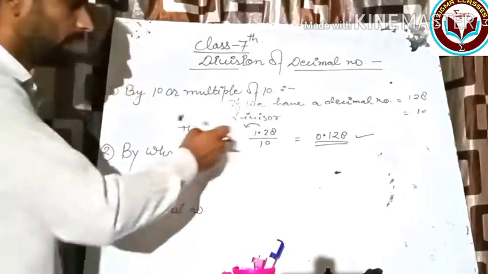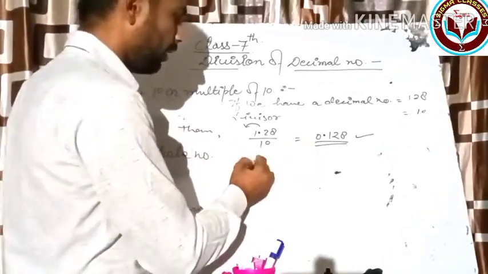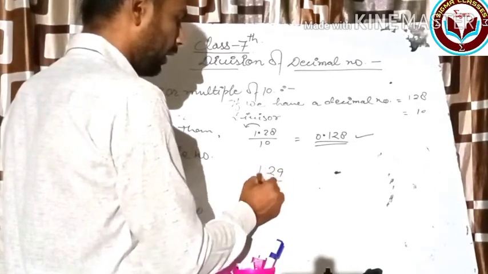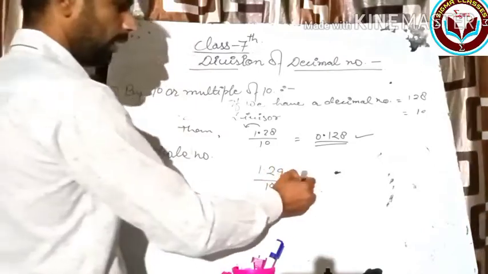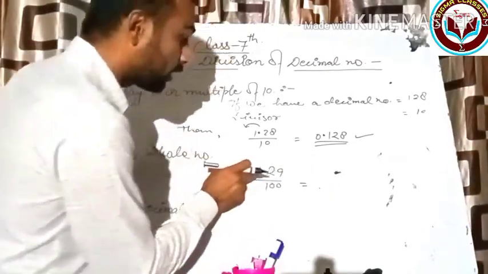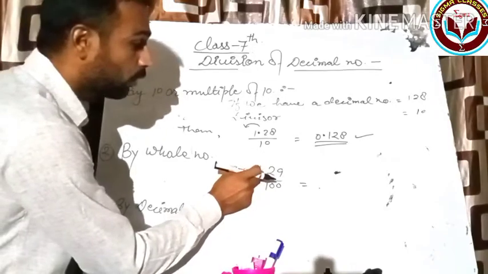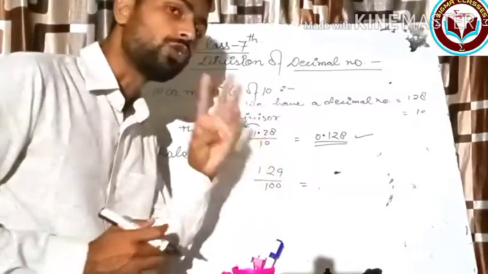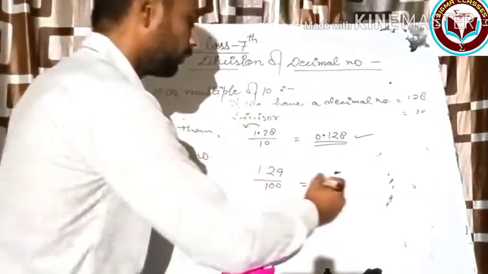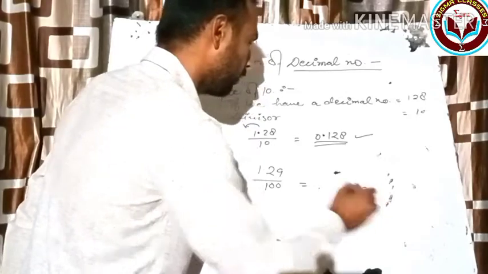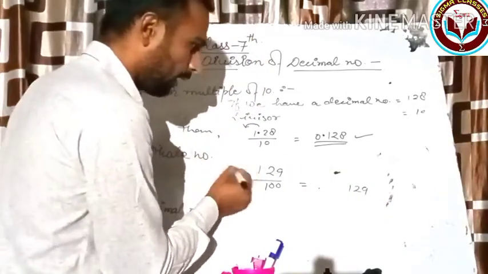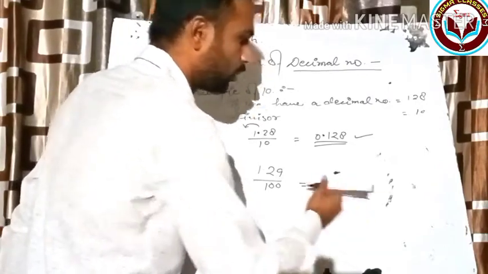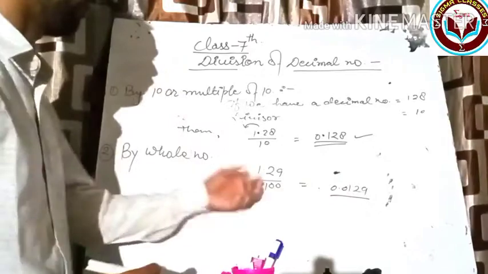Now just tell me what will be the answer for this one: 1.29 divided by 100. This time we will shift the decimal two places to the left, because there are two zeros in the divisor. So here it's 1, then we will take the 1 zero from here, then we put the decimal. So 0.0129 is the correct answer for this situation.